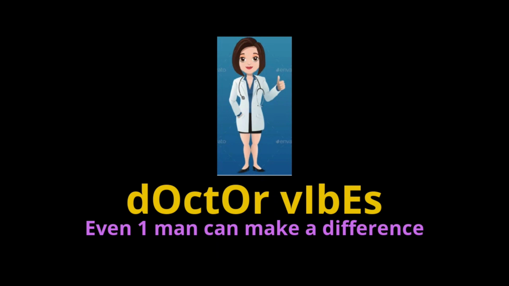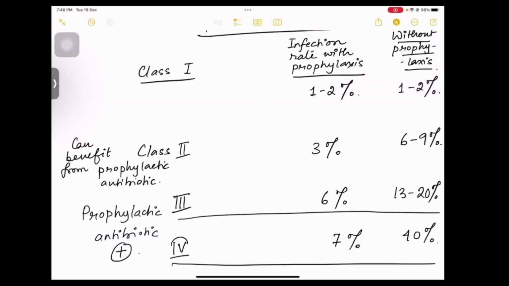A learning point. In this video we will study about surgical site infections. So first of all, there are 4 classes of wounds that you know, and this has been discussed in the video previously. So if it is a class 1 wound, then the infection rate after prophylaxis is 1 to 2%, and the infection rate without prophylaxis is also 1 to 2%.